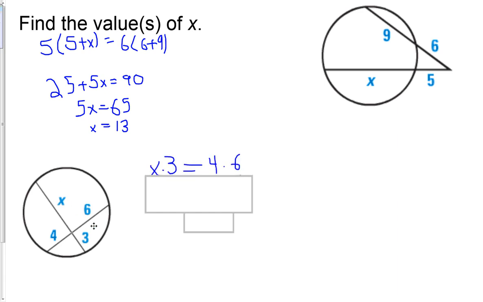Next one, x times 3. Now this is the inside pieces. x times 3 equals 6 times 4. Just divide both sides by 3. 3 goes into 6 2 times, so 4 times 2 would be 8. 3 times 8 is 6 times 4, both equal 24.